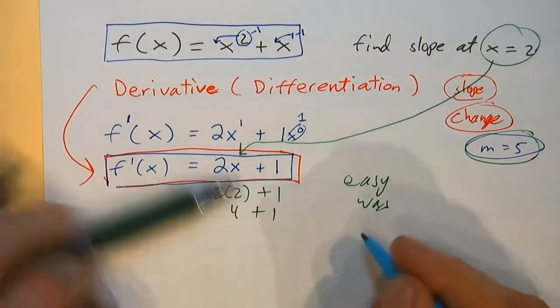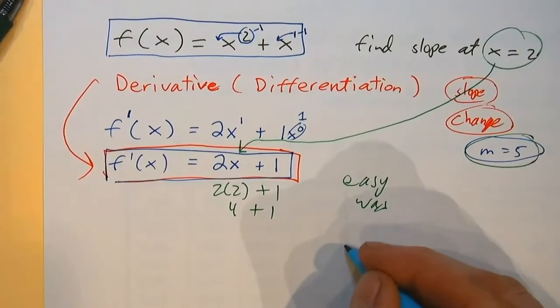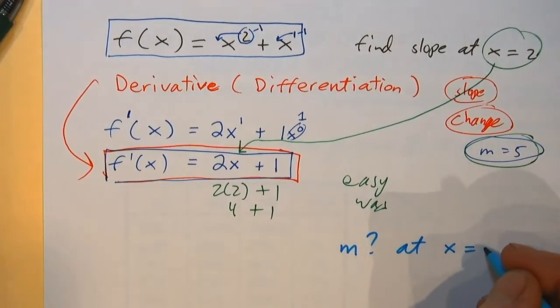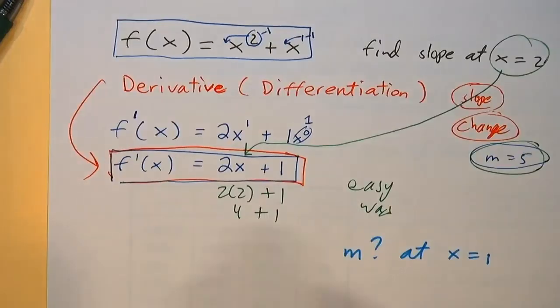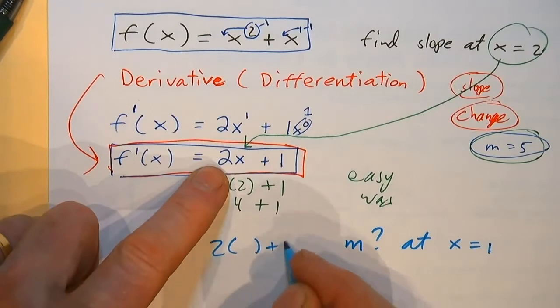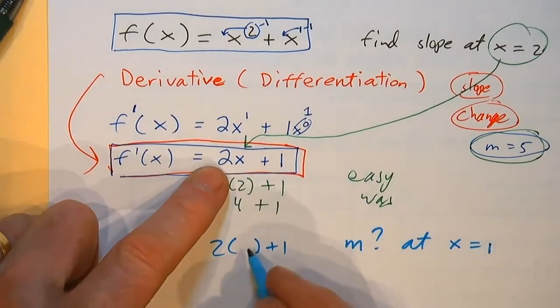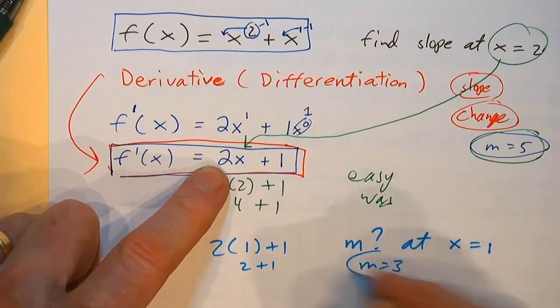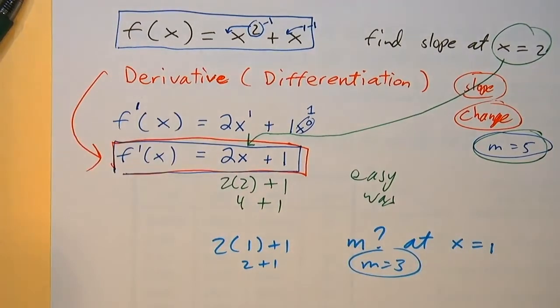I'm like, hey, what's the slope? What's the slope at x equals 1? Okay, let's just plug in 1. Let's plug it right in. 2 times anything plus 1. 2 times 1 is 2 plus 1, 3. Slope is 3 at x is 1. I could do this all day.